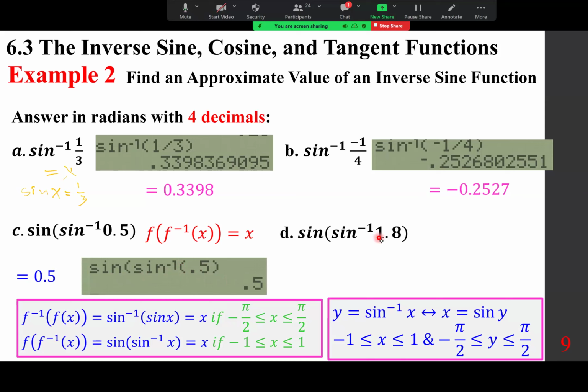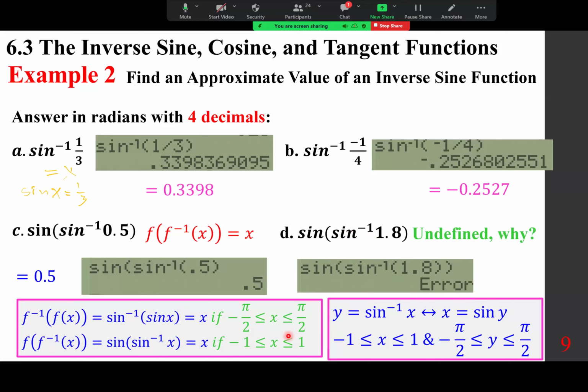Now, what happens here? Because we have the sine inverse here, this must be in the domain of sine inverse. This is undefined. We don't have it. Because when we go back to this, this x has to be between negative 1 and 1. And even if you put it into a calculator, it gives you an error. In other words, you can think of it this way. If you set this part equal to theta, by definition, it means sine of theta is 1.8, and this has no solutions. No solutions ever.